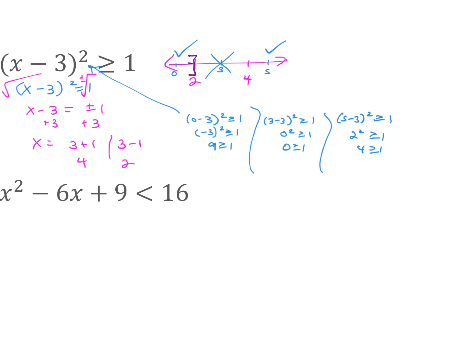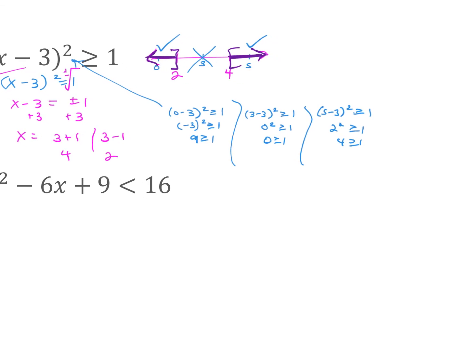These get brackets, and I point my arrows out. In an inequality statement, this is x is less than or equal to 2, or x is greater than or equal to 4. So it points in both directions, which makes it an or statement.